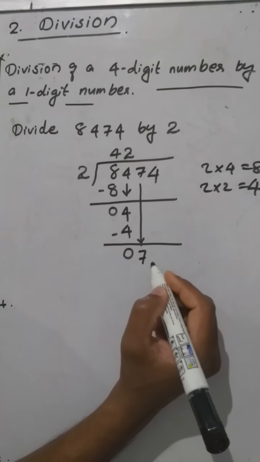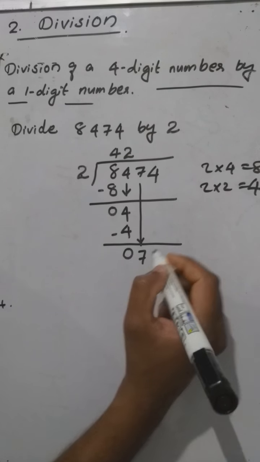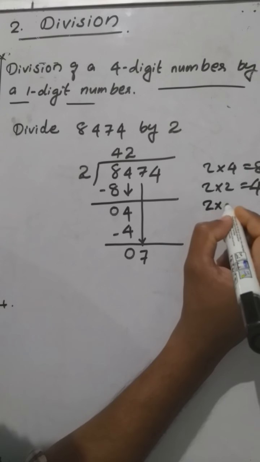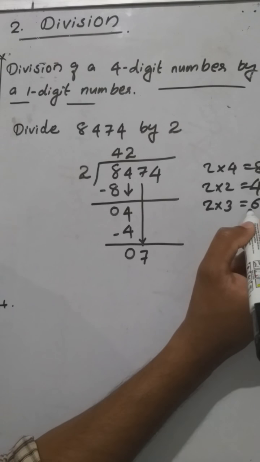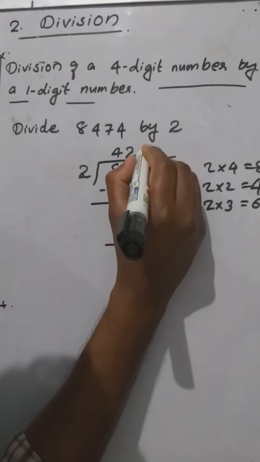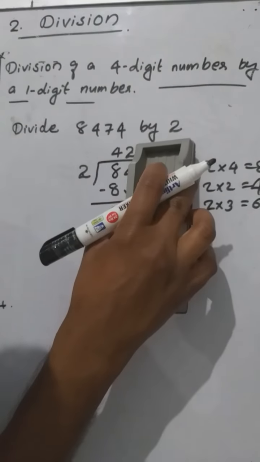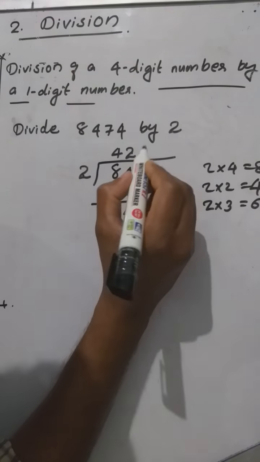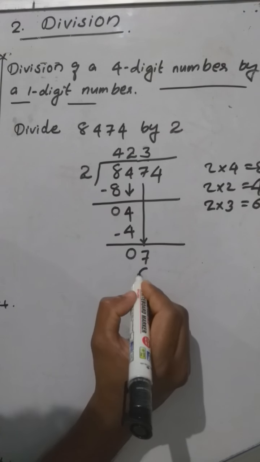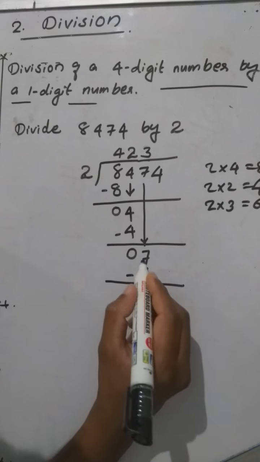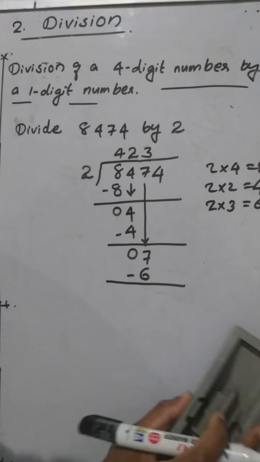7. So how many 2's are in 7? So we know that 7 is not divisible by 2, but 2 3's are 6. That is the next nearest number. So we write 3 as quotient and 2 3's are 6. Now we have to subtract 6 from 7, that is 1.